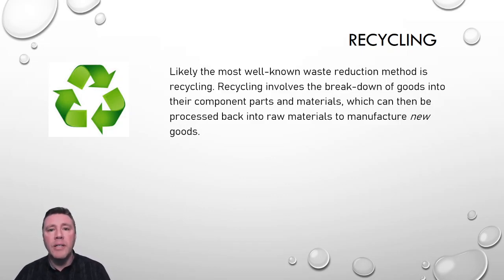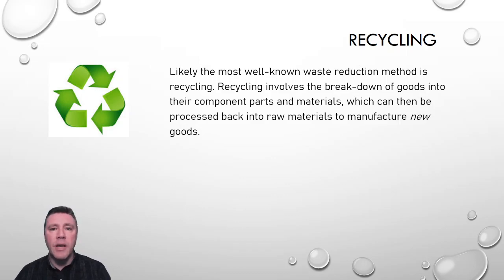Recycling involves the breakdown of goods and products that we've disposed of into their component parts and materials. For example, that could mean breaking apart a product to extract the plastic from it, the metals, or even the glass, and then recycling those components into new plastics, new metals, and new glass that can be used to form new products. Commonly recycled materials include things like paper products, plastics, metals, and of course glass.